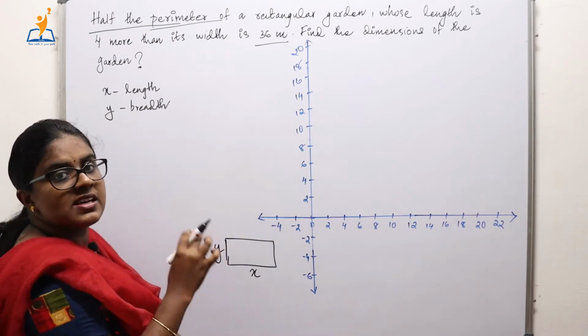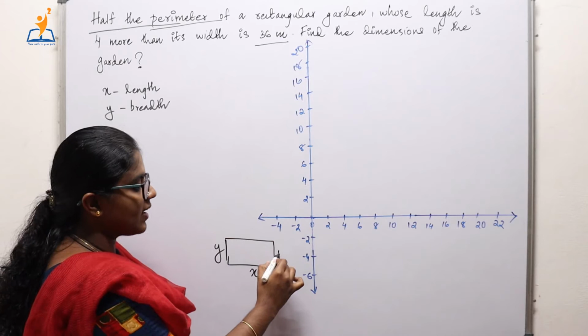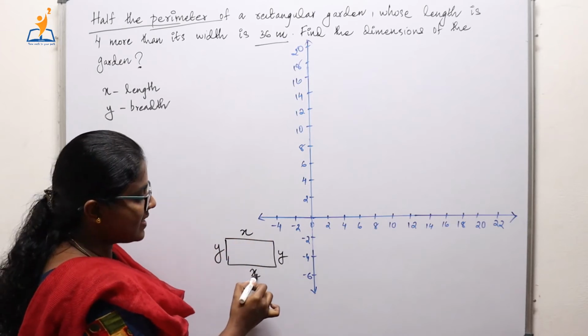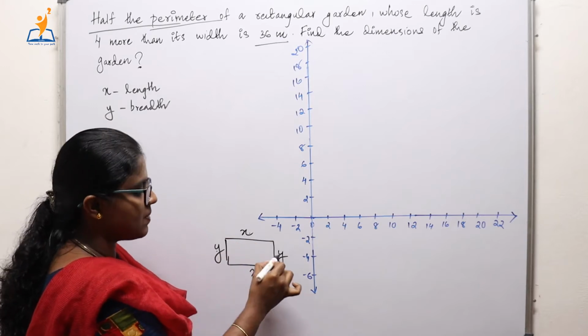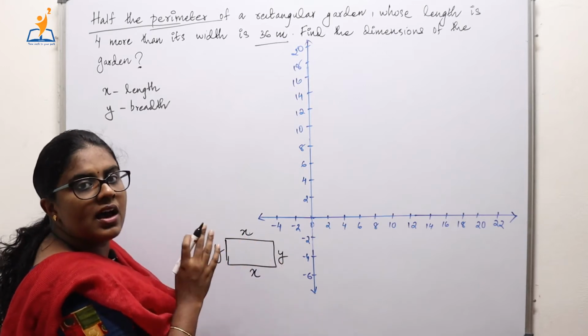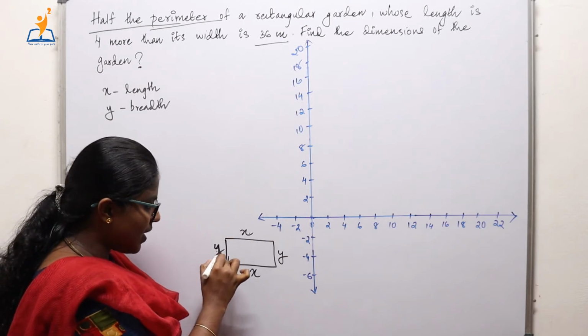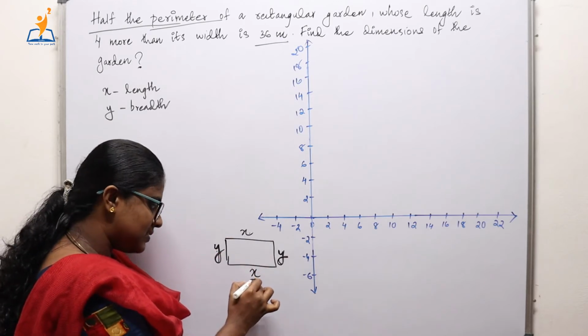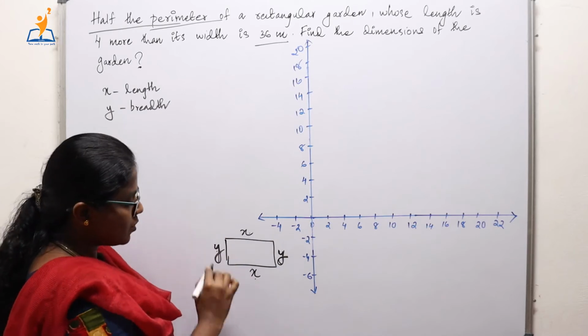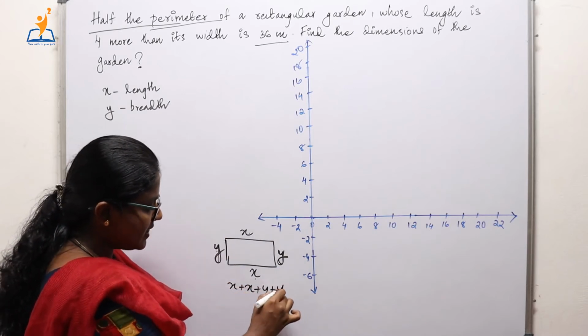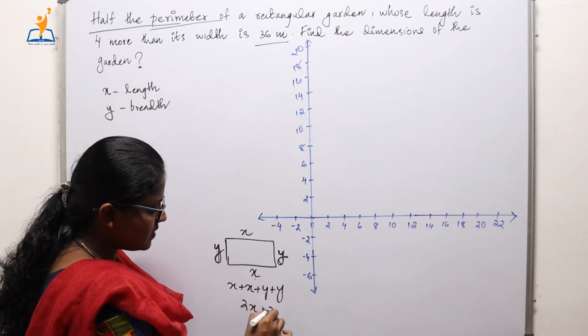We know that the perimeter of a rectangular garden is nothing but the sum of all the sides, that is x plus y plus x plus y. Since the opposite sides of a rectangle are equal, this is y means this is also y, this is x means this is also x. So the perimeter is x plus y plus x plus y, that is 2x plus 2y.